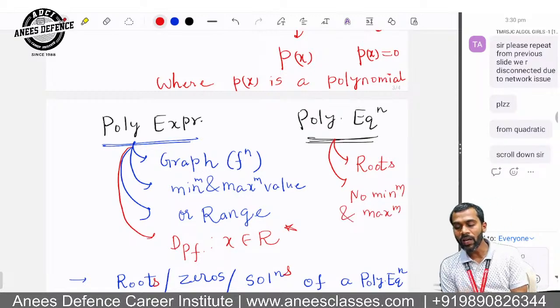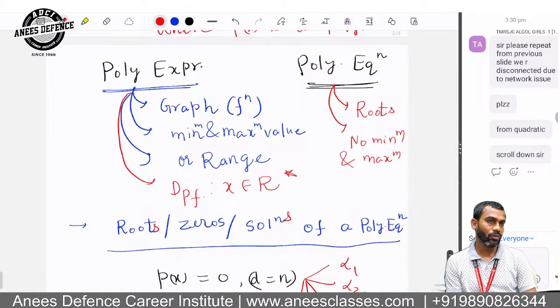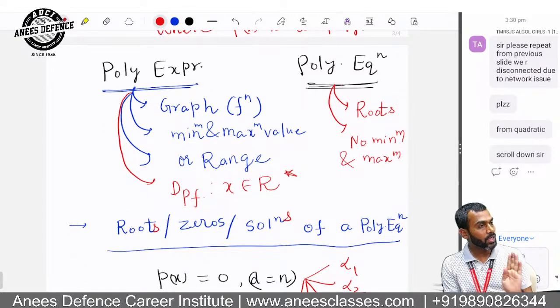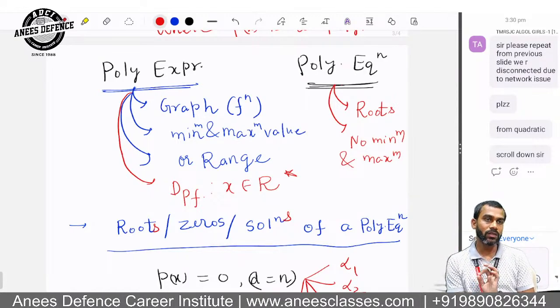So it will definitely help you understand the problem in a better way. If you understand that a polynomial expression will have a graph, it will have minimum and maximum value, or range we can say. And by default, the domain of the polynomial function is the set of all real numbers. We don't have any problem. Again, I'm not talking about rational polynomial.